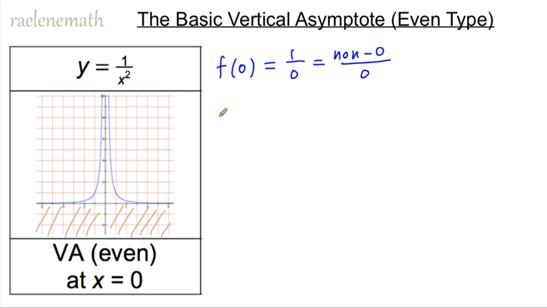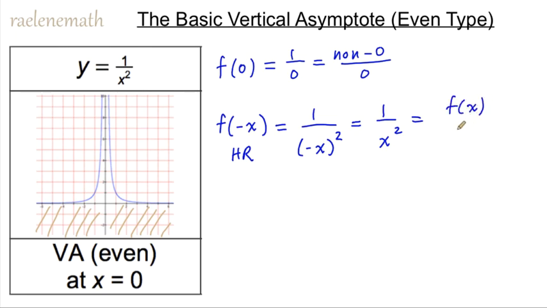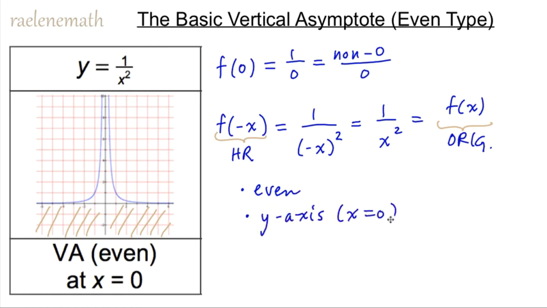So I refer to this as an even type because in this case, substituting x with negative x and performing a horizontal reflection gives 1 over negative x all squared, which is 1 over x squared, which is the same as the original function. So anytime a horizontal reflection of a graph produces the same as the original function, we have even symmetry, which means that the function has the y-axis, or the line x equal to 0, as an axis of symmetry. Cuts the graph into two equal halves, right and left.